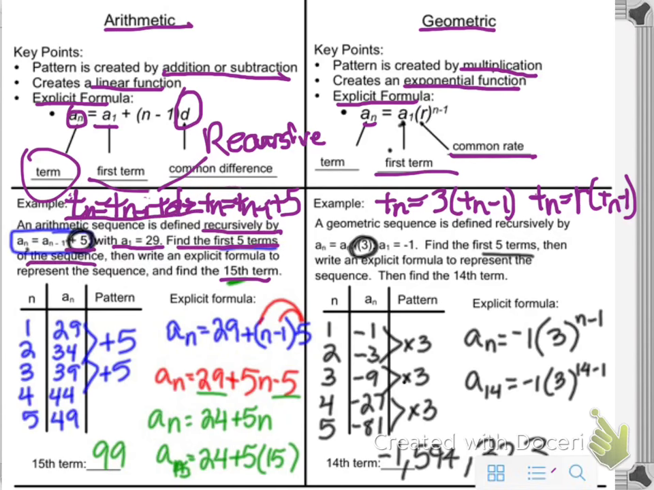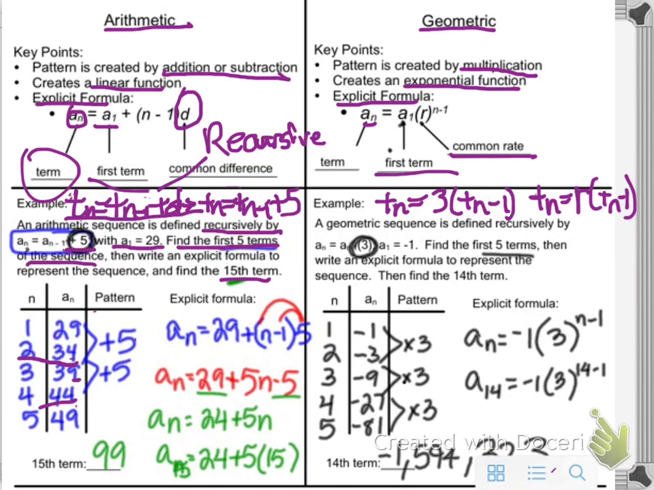Alright, so right here we're going to find the first 5 terms of our sequence. The first term is 29, they told us that. So my second term: my first term is 29, so 29 plus 5, using my recursive formula, is 34. To find my next term, I do 34 plus 5 is 39, and then 44, and then 49.